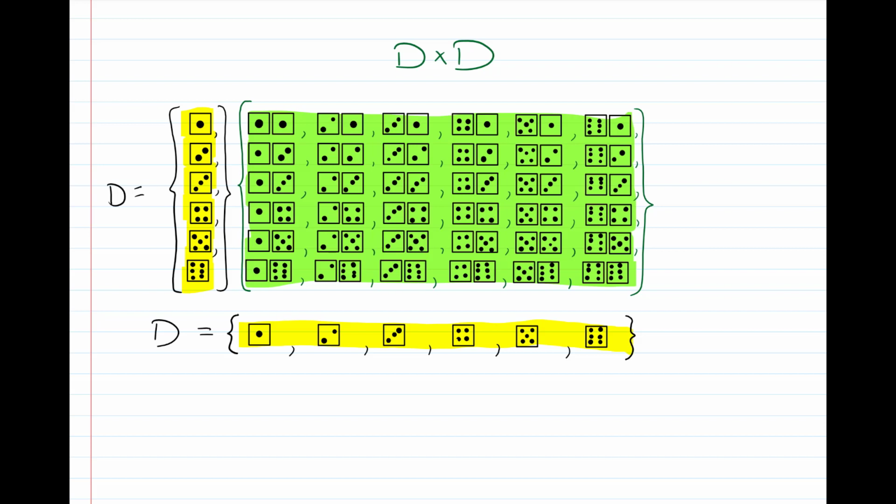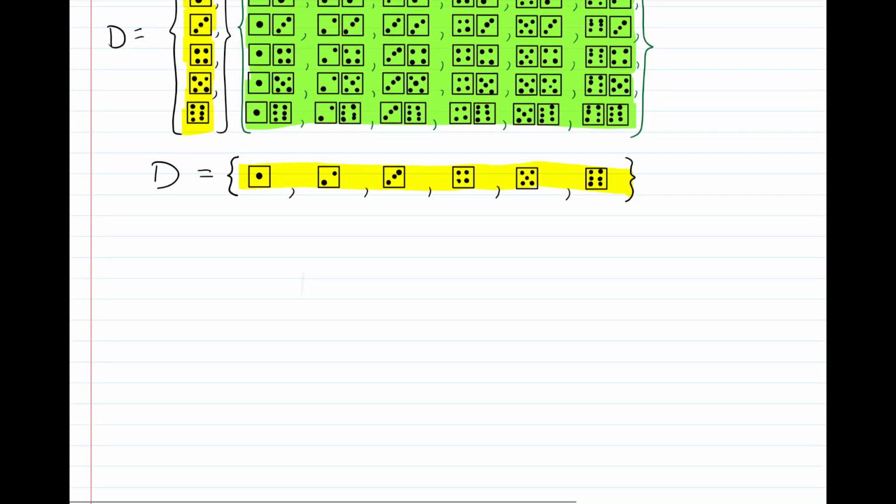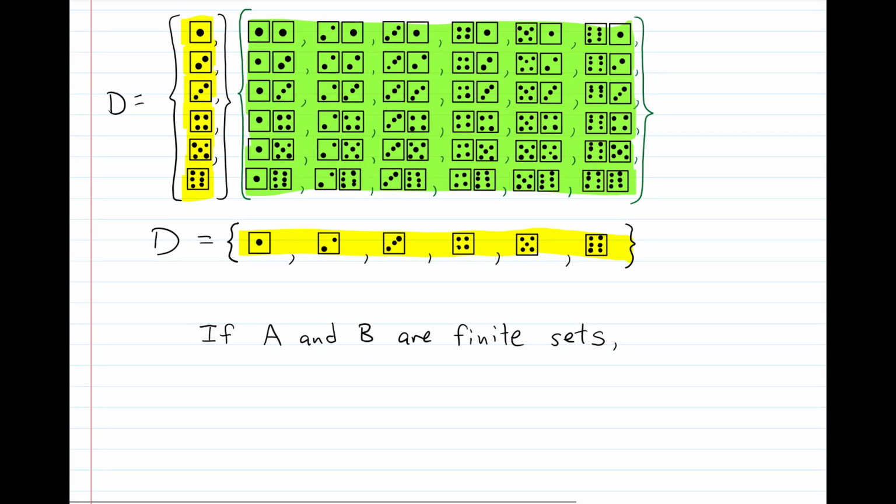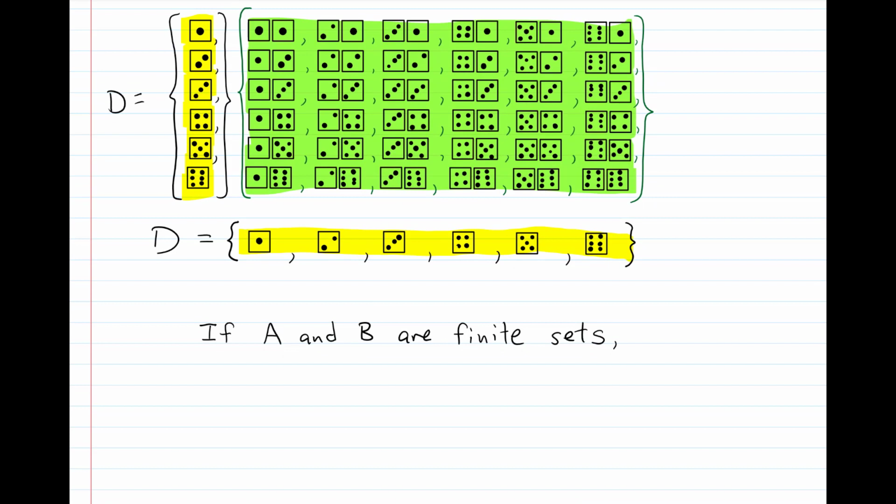Okay? All right, that was a short video, I know that. But that's okay, we'll take them while we can get them. Oh, one other thing before I forget. Yes, about the cardinality. This is important. If A and B are finite sets, like here, D is a finite set. There's only 6 elements in D, right?